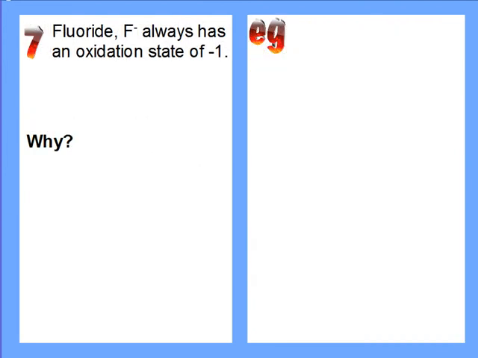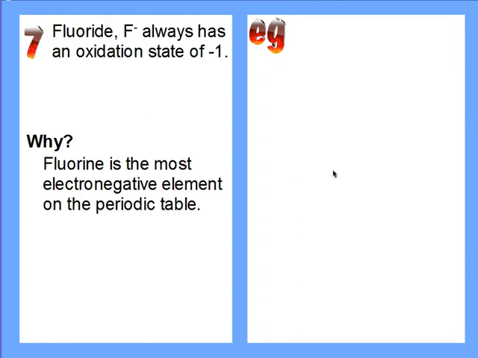There's one more rule that is quite useful to know, although it's not on the New Zealand list of assigning rules, and this is fluorine. Fluorine is the most electronegative atom on the periodic table, so it tends to just have the oxidation state of -1. It's always -1.